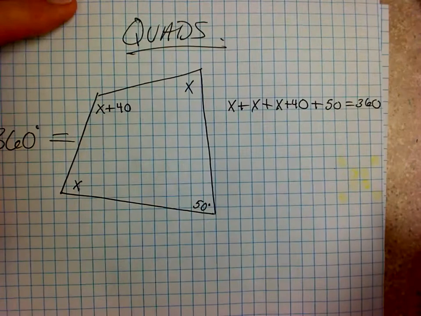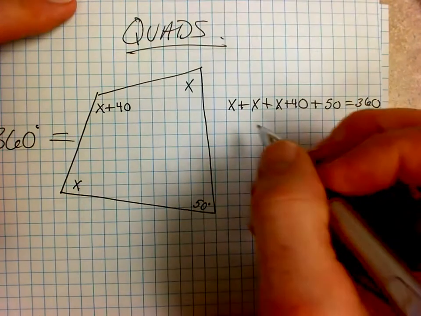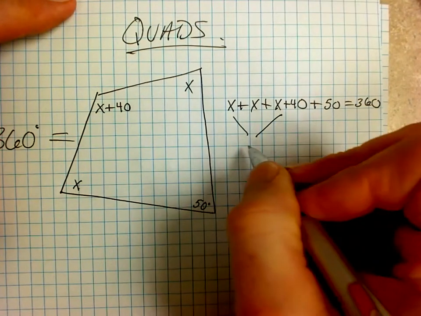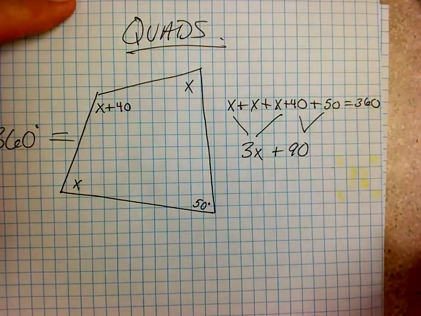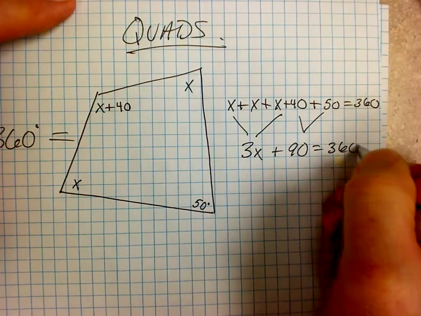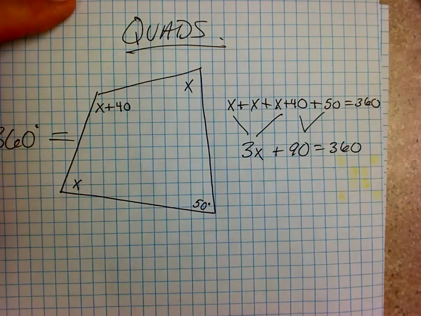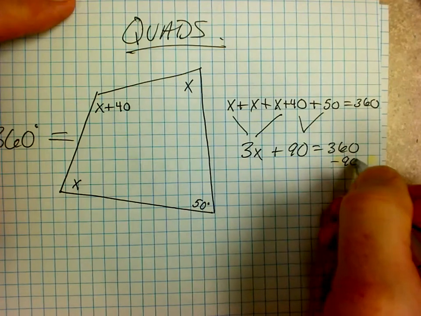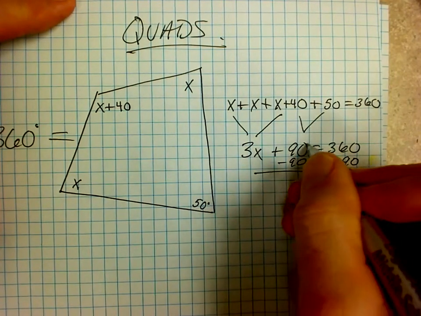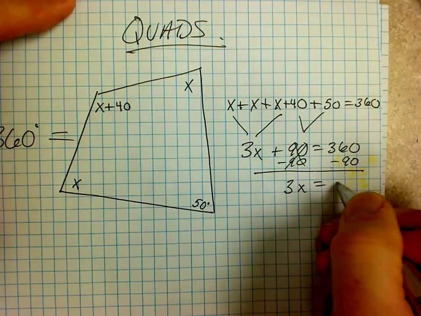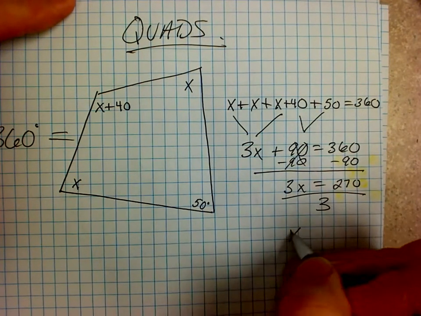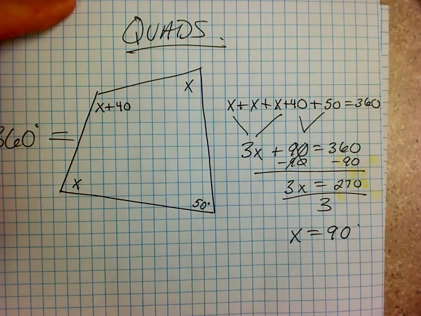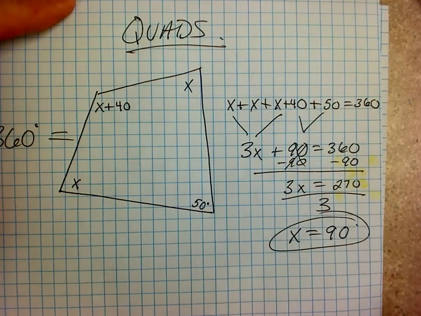Now we've written ourselves out an equation. Now we can just do some simplifying. We've got 3x plus 90 has to equal 360. And again, chapter 6 all over again. Subtract 90 from both sides. 3x equals 270. Divide everything by 3. So x equals 90 degrees.